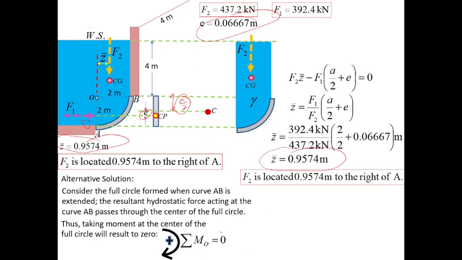So therefore, we can finalize our answer. The vertical component of the hydrostatic force is located 0.9574 meter to the right of A. No? So that's our final answer.